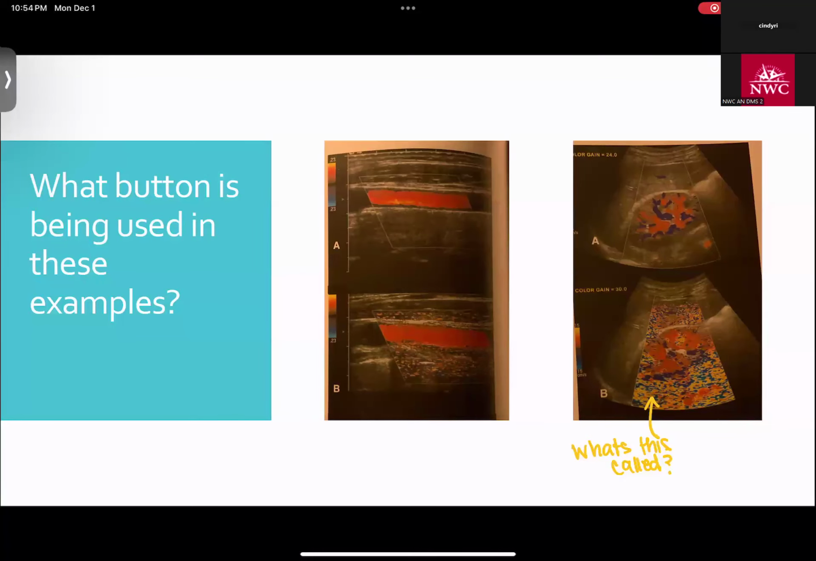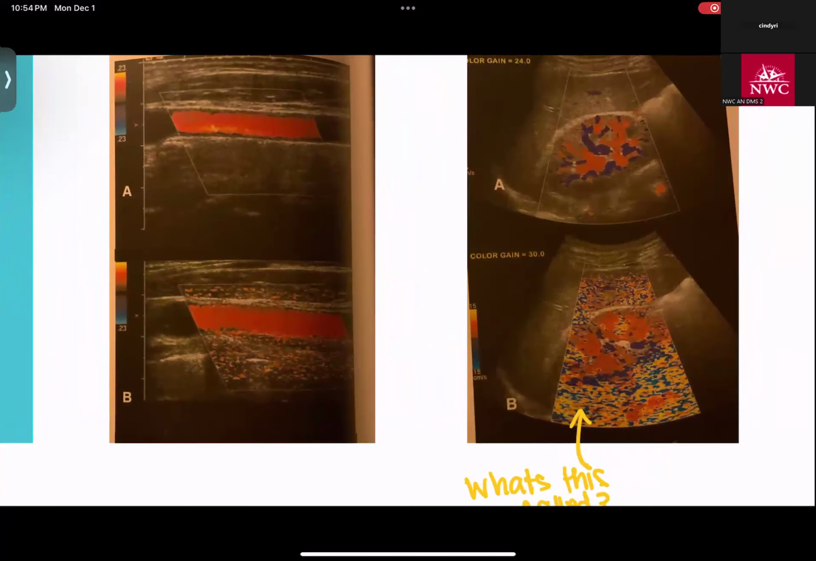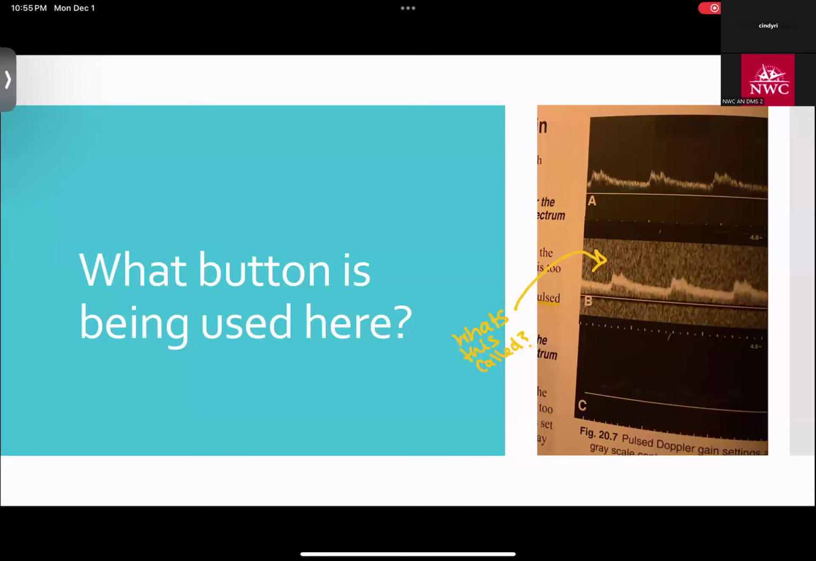If they show you a picture that looks like this, so in both of those bottom pictures, there's just too much color. That is called confetti, and that occurs when you have too much high gain. So your gain is too high. This artifact is an artifact that we see on spectral Doppler display, and it is called snow, and it also occurs when you have very high gain.